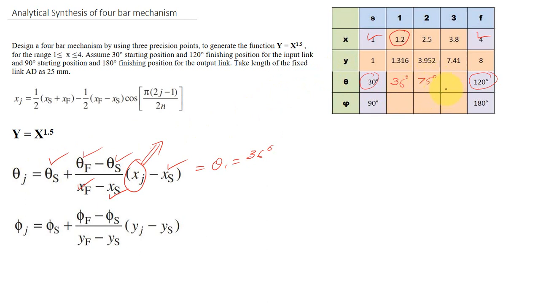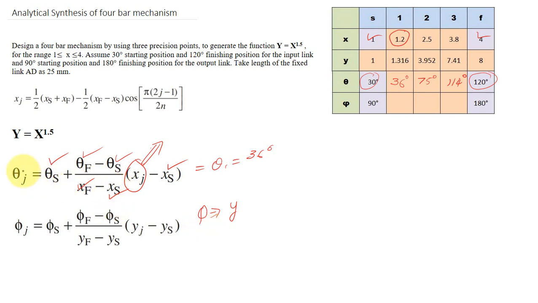And similarly, theta 3 will be equal to 114 degrees. All these three values lie between 30 and 120 degrees, which are theta s and theta f respectively. Next, you are going to find the values of phi 1, phi 2 and phi 3. For finding phi values, we have to use y values. For finding the theta values, we used the x values. Here we are using the y values.